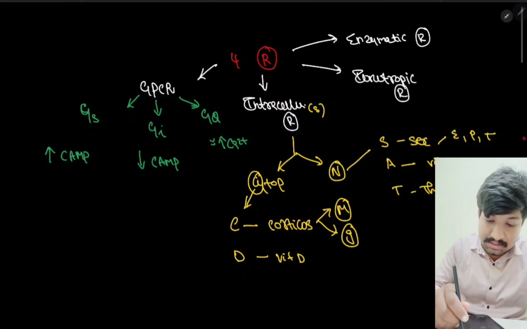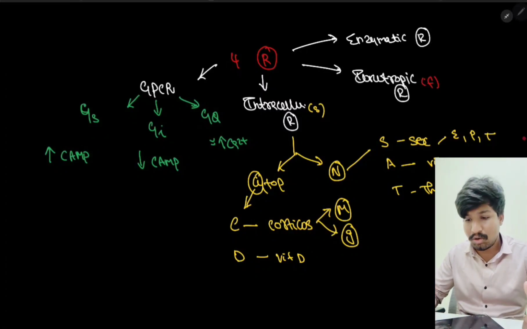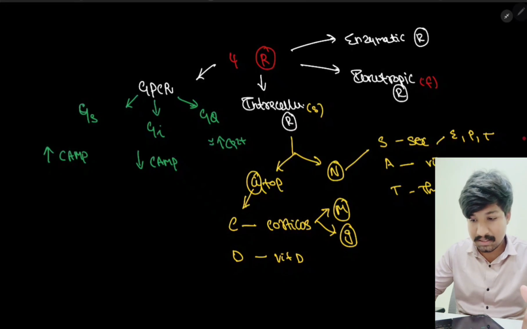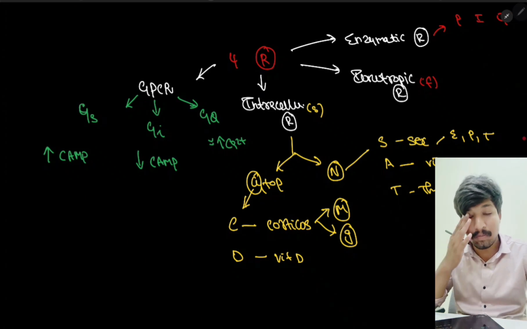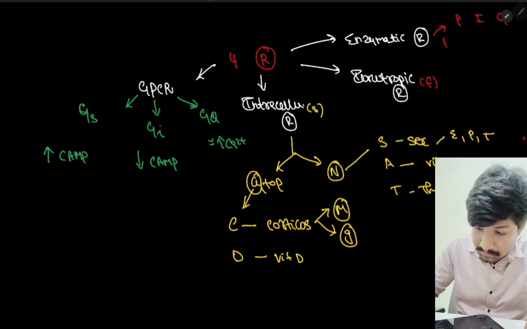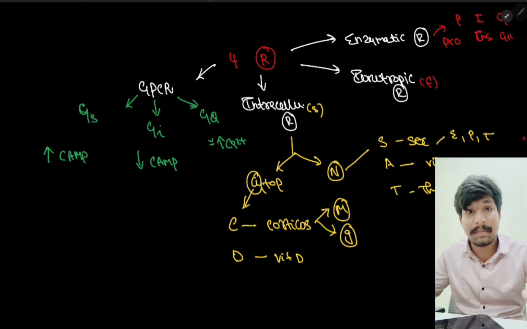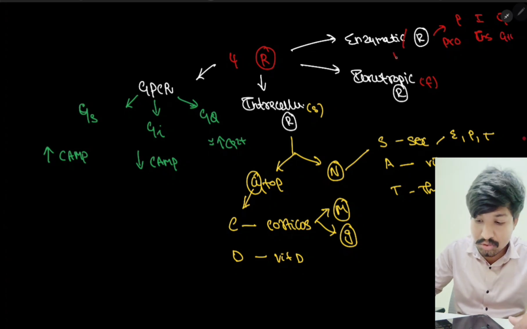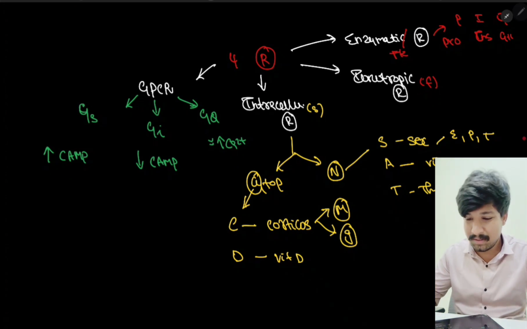Then what is the fastest receptor? Ionotropic is the fastest receptor. Before going into ionotropic, let's complete the enzymatic receptors. There are several hormones which work through enzymatic receptors. How to remember? PIG hormone. P for prolactin, I for insulin, G for growth hormone. So PIG hormones work through enzymatic receptors. Enzymatic receptors are also known as tyrosine kinase receptors. That's it. No more information regarding it.